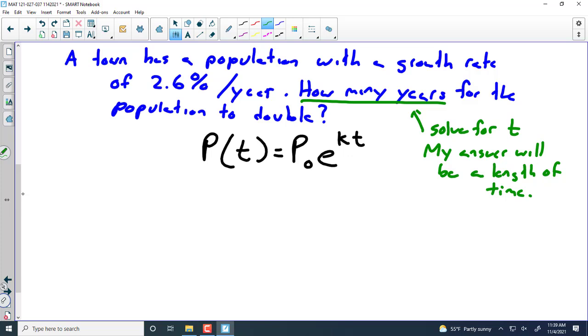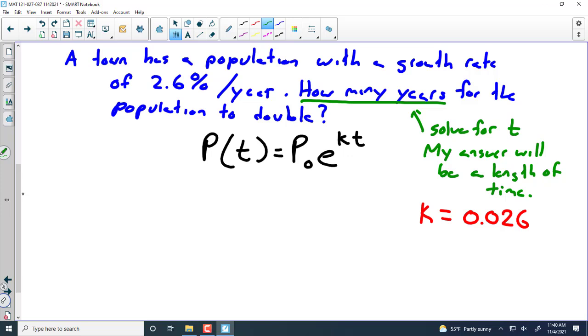And the only thing up here that gives a time is t. But if that's what I'm looking for, and I know what k is, they tell me what k is. K is equal to positive 0.026. But they're not giving me p of t or p sub 0. But here's the idea, everyone.